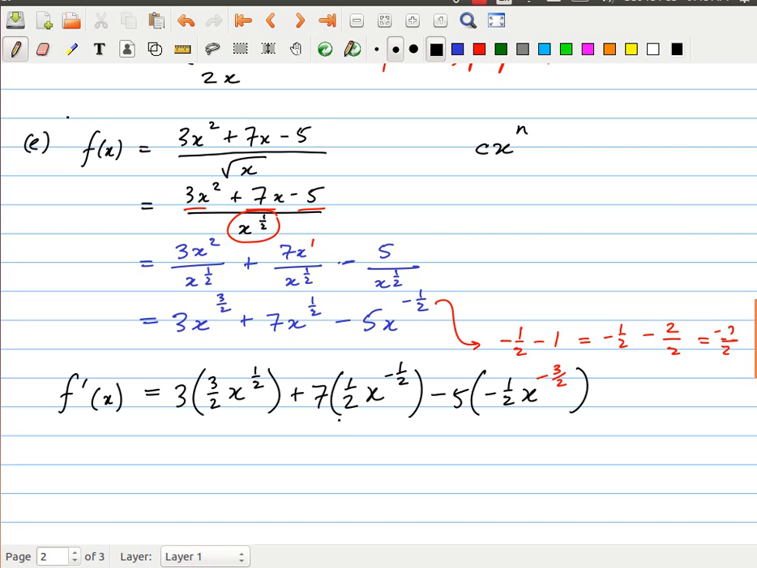Having done all 3 of those, we could simplify and deal with these exponents and write it in a new form. I'm just going to do the very basic simplification right now, which is to deal with the constants. So 3 times 3 halves is 9 halves x to the 1 half, plus 7 halves x to the negative 1 half, minus, we have two negatives here, so that's actually going to become plus 5 over 2 x to the negative 3 halves. There's more simplification you could do for this one, but I'm going to leave it at this point.